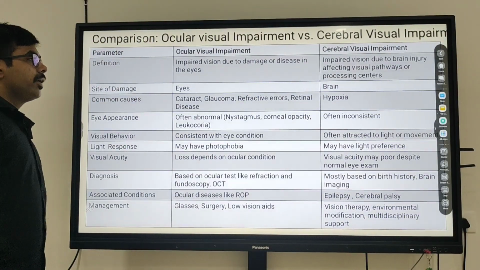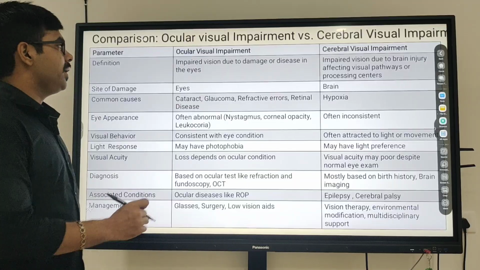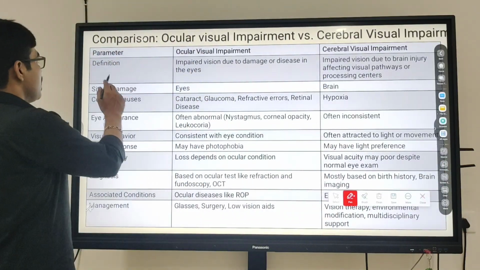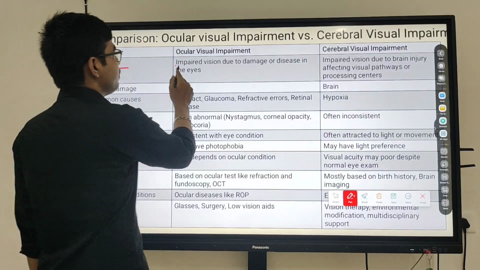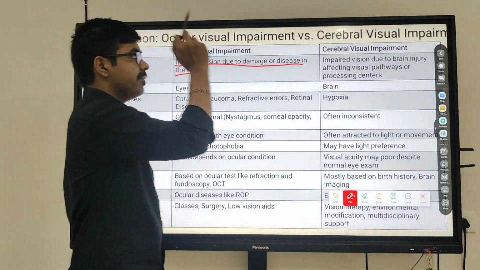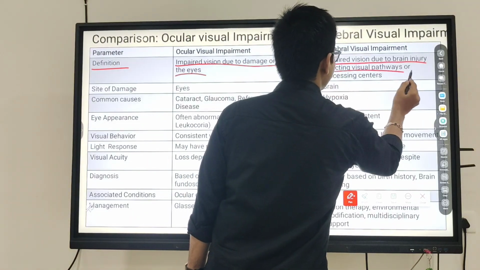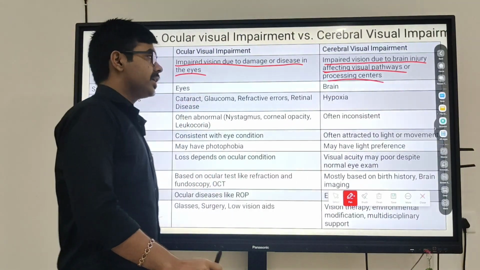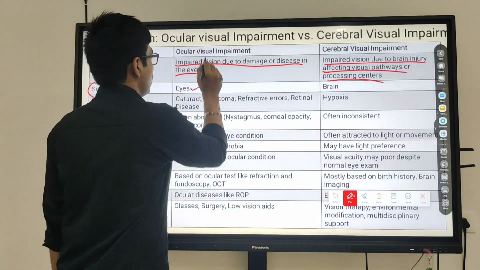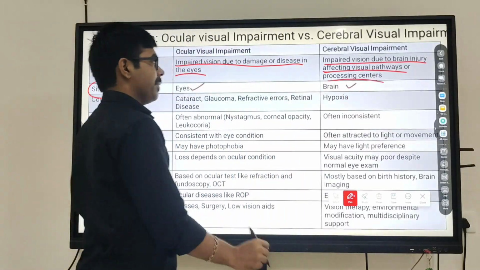Here we are going to discuss the difference between ocular visual impairment and cerebral visual impairment. What are the main differences there? First, the definition: impaired vision due to damage or disease to the eye is ocular visual impairment, but cerebral visual impairment is impaired vision due to brain damage or brain injury affecting the visual pathway or processing center. Where is the site of the damage? The site of the damage is the eyes for ocular visual impairment, but in cerebral visual impairment the site of the damage is the brain.